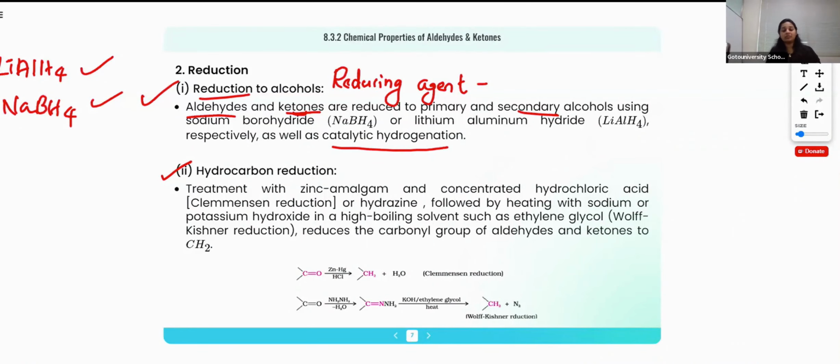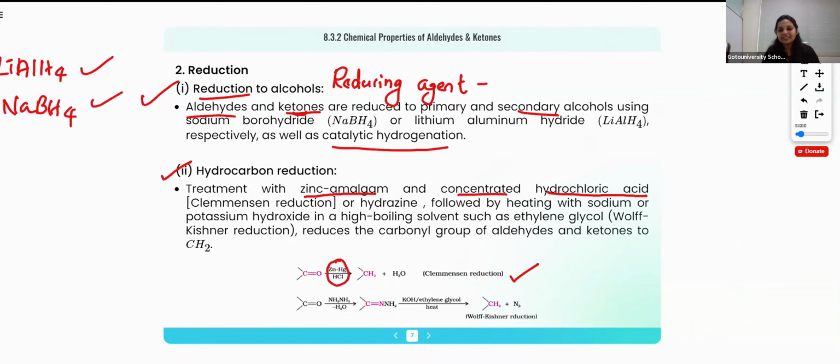Next one, hydrocarbon reduction. By doing reduction on the carbonyl compound, you can produce the hydrocarbon. How? See, treatment with zinc amalgam, and see, the reagents are important. Zinc amalgam and concentrated hydrochloric acid. They will ask this question, sure, because this question is repeated in past papers. Got it? Zinc amalgam and hydrochloric acid. That reaction is called Clemmensen reduction. That's why I told you this is important, because this is a name reaction.